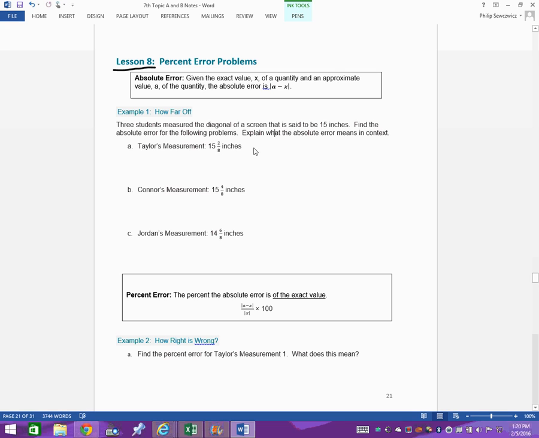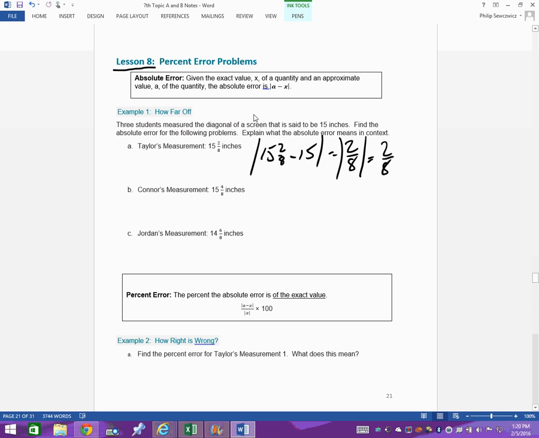Okay. So the A here is the approximate. So they measured it out to be 15 and 2/8. We know the exact amount is supposed to be 15. So we take the absolute value of it. So 15 and 2/8 minus 15 is just 2/8. Well, what's the absolute value of 2/8? Well, it's still 2/8. Let's look at the next one, 15 and 4/8.